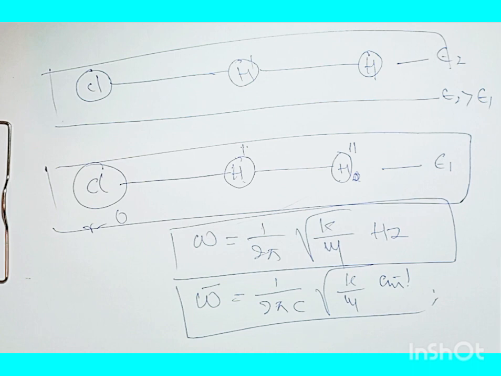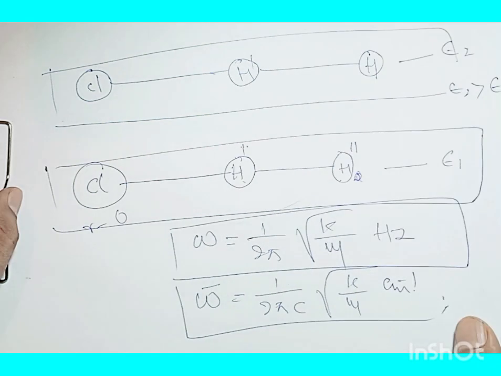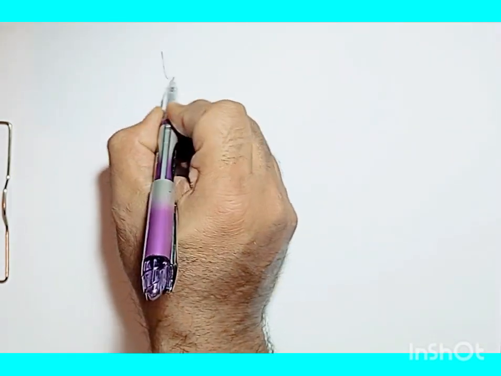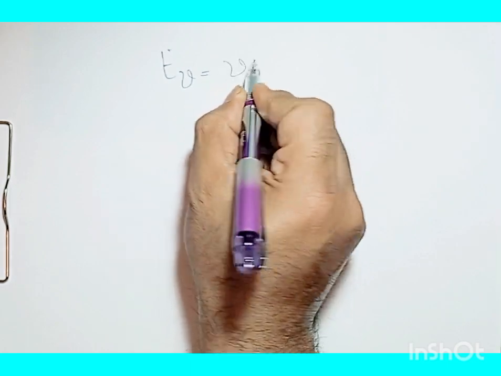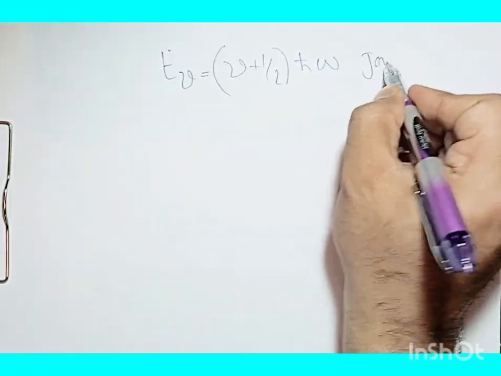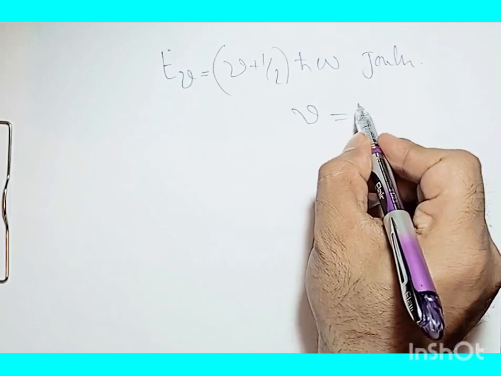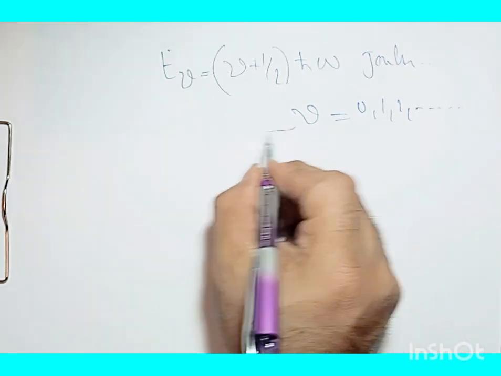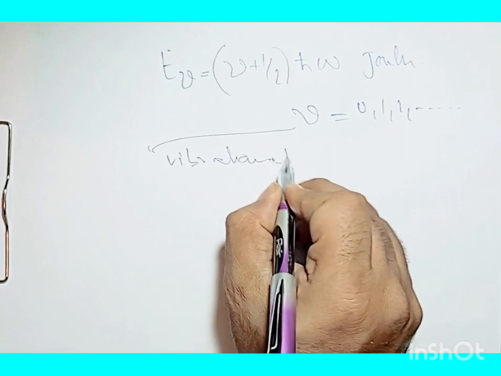And vibrational energies, like all other molecular energies, are quantized. And allowed vibrational energies for any particular system may be calculated by solving Schrodinger's wave equation. We solve Schrodinger's wave equation for the simple harmonic oscillator, and the equation that turns out to be is E nu equal to (nu plus 1 by 2) h cross omega, in joules. And this nu can have values 0, 1, 2, and so on and so forth. And this nu is called the vibrational quantum number.